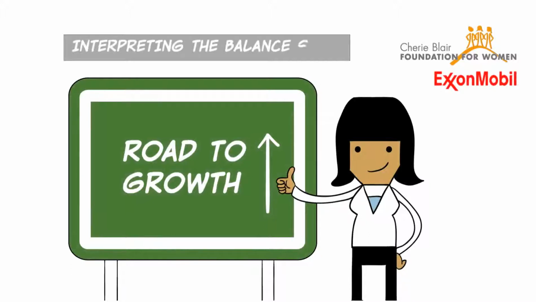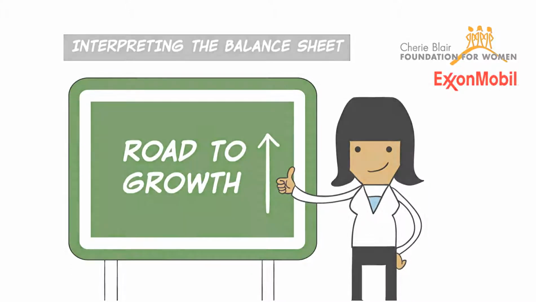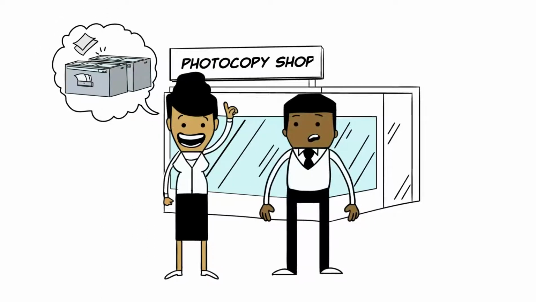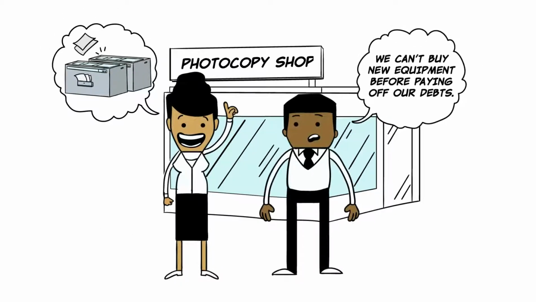Interpreting the balance sheet. Firi has a photocopy and print shop. She wants to purchase new equipment, but her husband doesn't think they can afford it.